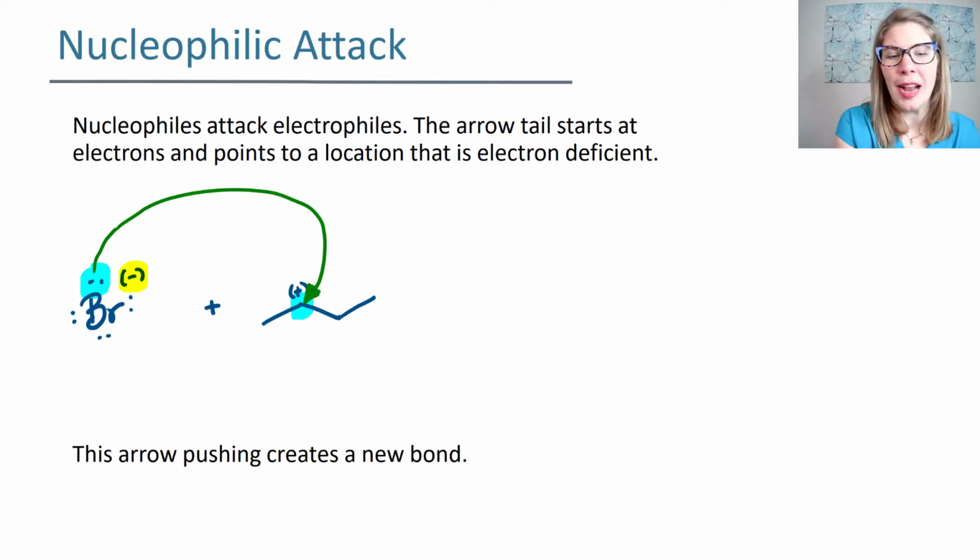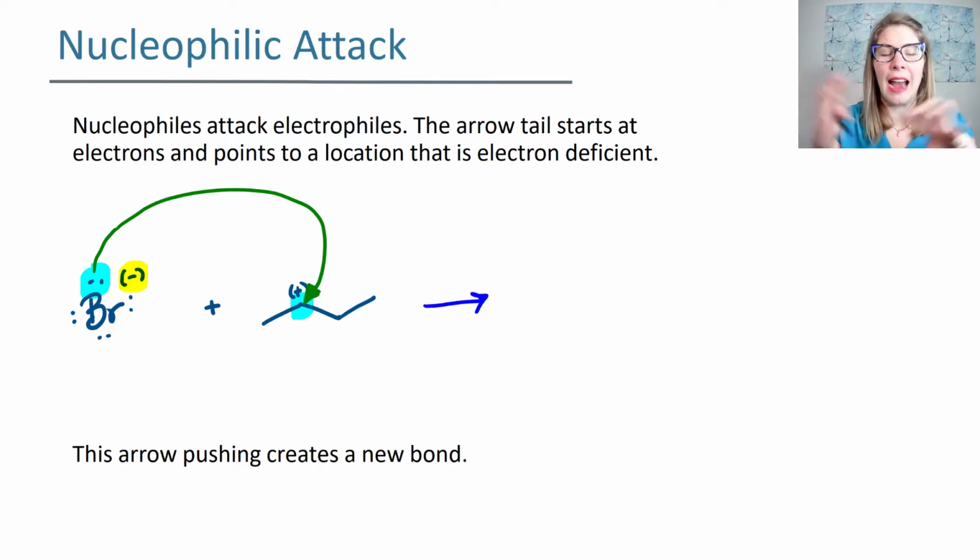And with time and practice, what you'll end up doing after you've identified these patterns is you'll also be able to draw what the product is after you have seen these patterns. And so we'll work on that when the time is right. In this particular arrow pushing pattern, we are creating a new bond. We are creating a bond between bromine and the carbon that bears the positive charge.